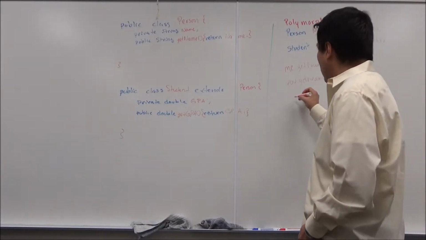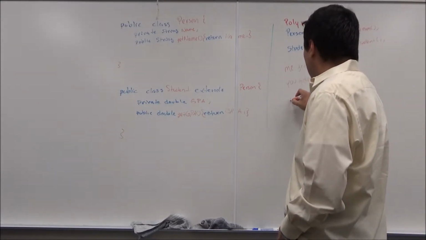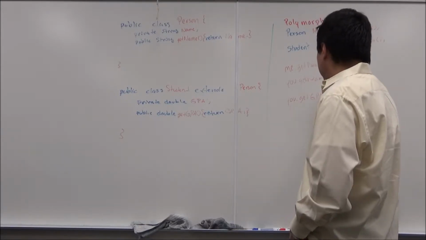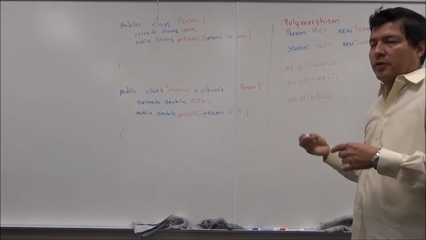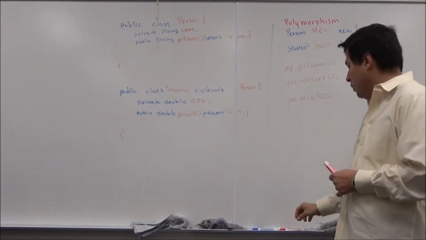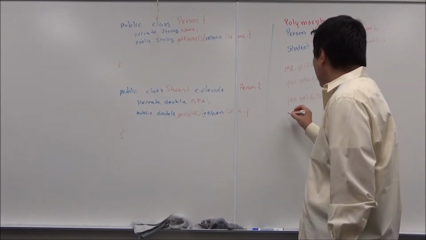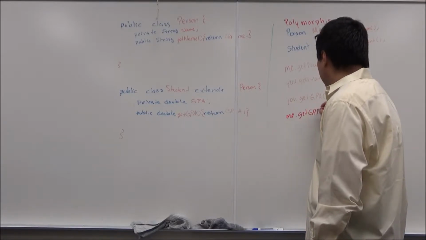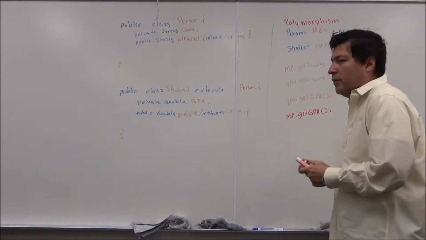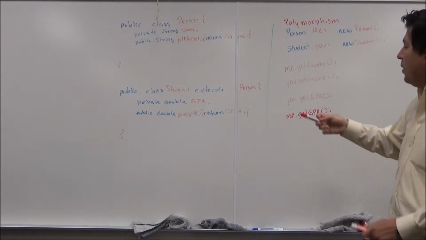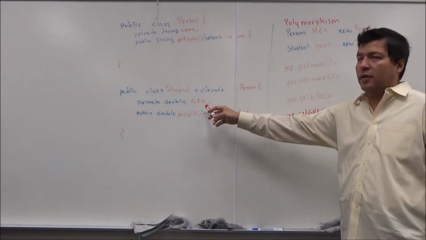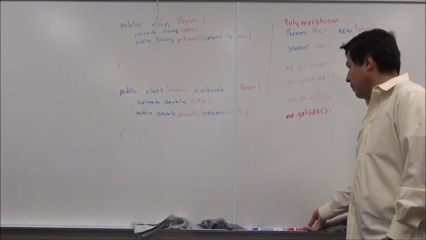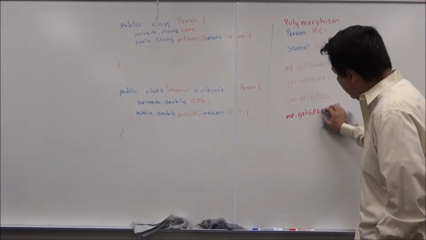I can do you dot get GPA, assuming I'm printing this on the screen, of course. Or I couldn't do me dot get GPA. I couldn't do that, right? Because me is a person and the GPA exists on the child class. So I can't do that.